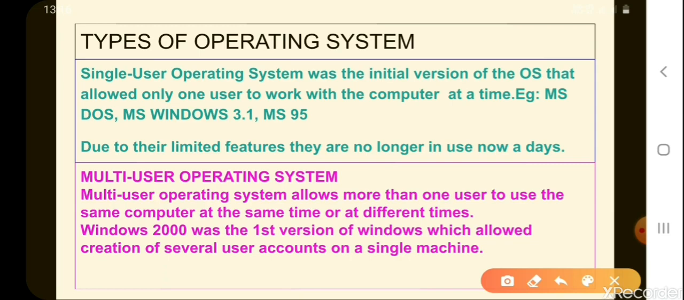Some of the other examples of multi-user operating systems are Microsoft Windows Vista, Microsoft Windows 7, Microsoft Windows 8, Linux, Unix. All these are examples of multi-user operating system. There are many other examples, but we are going to talk about these only.